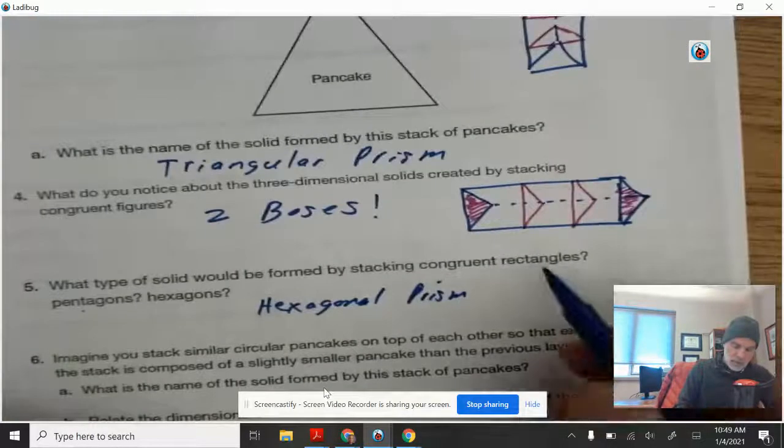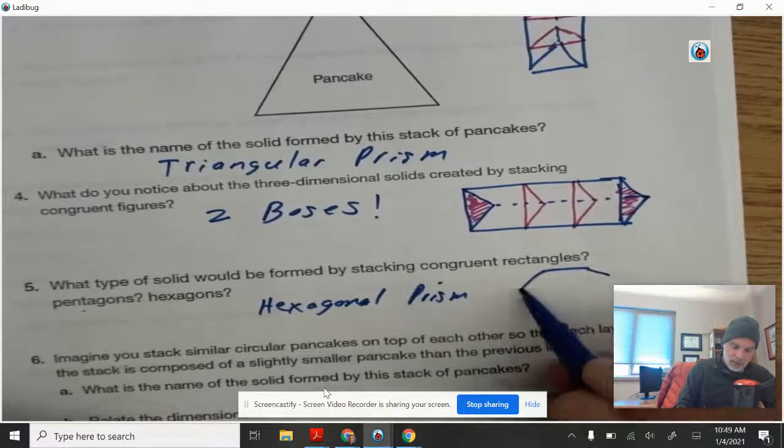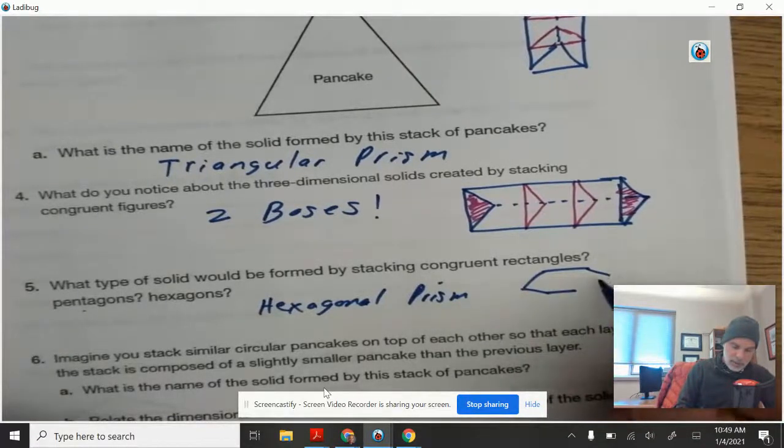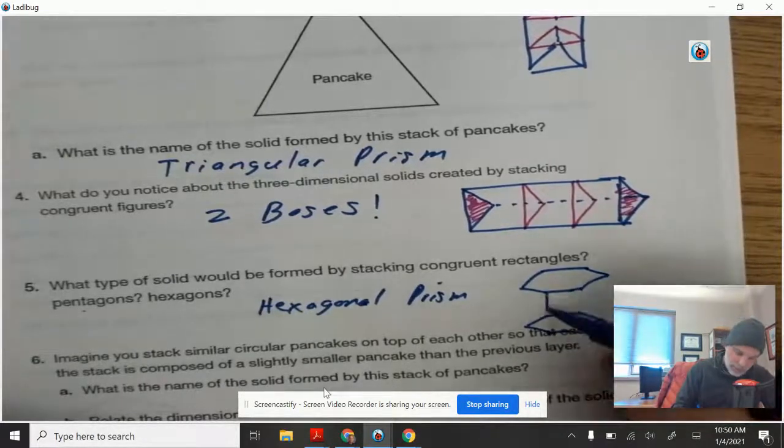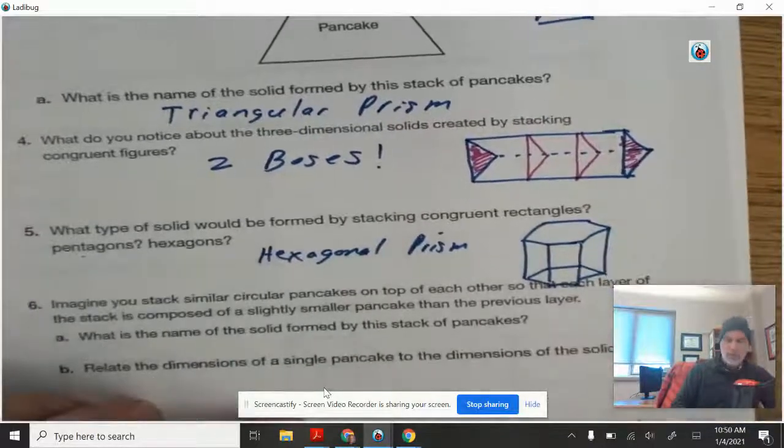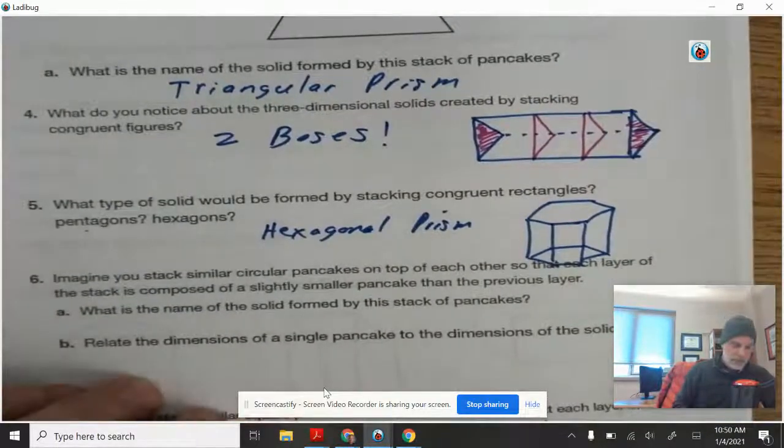Let's put the word prism at the end of it. So again, you'll draw them kind of skinny. It helps to sketch one of these out and then just connect all the sides like this. And you can start to build your prisms that way.